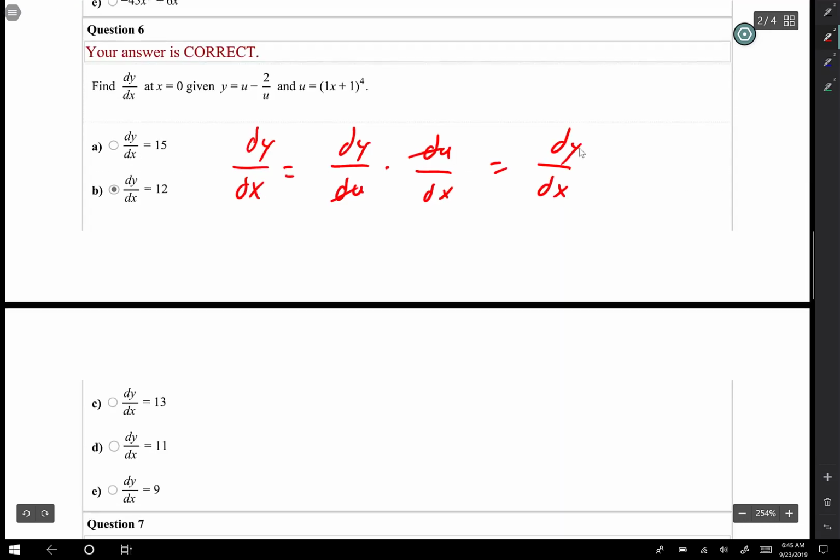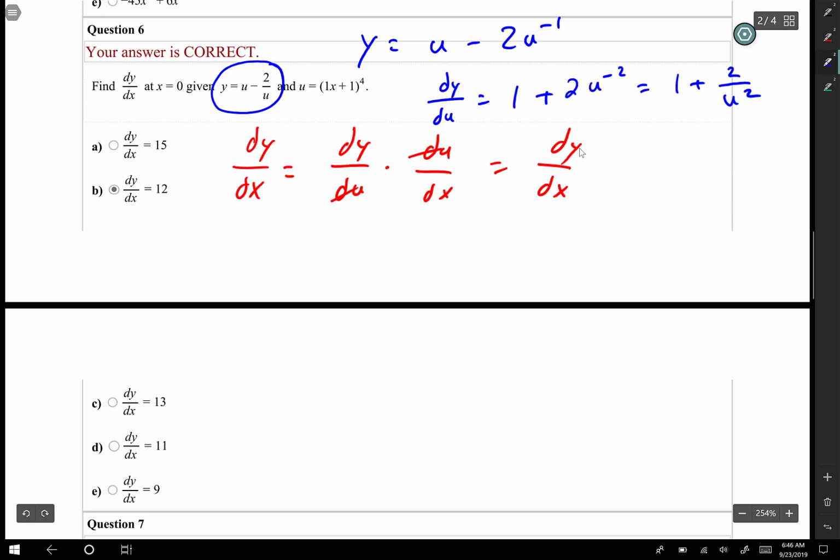So here we go. I need dy/du. I'm going to do that in blue. This guy, y equals u minus 2u to the negative 1. So dy/du equals 1 plus negative 2 times negative 1 is a 2, u to the negative 2. So let's see, 1 plus 2 over u squared. So there's that guy. And then I'm going to do this one in green.